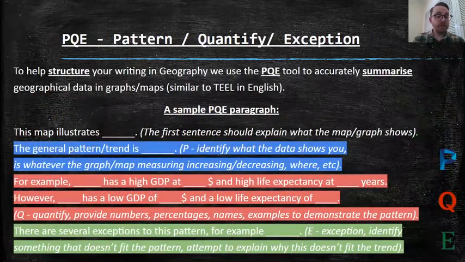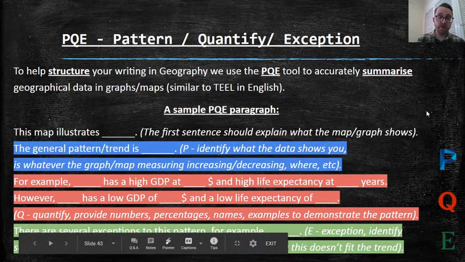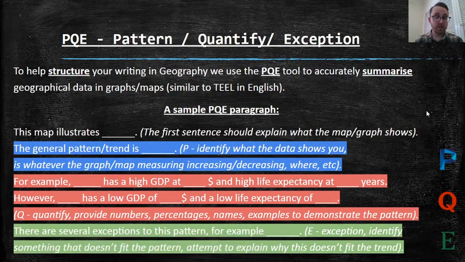To help structure your writing in geography, we use the PQE tool to accurately summarize geographical data in graphs and maps. It's very similar to TEAL in English, where you have a set structure of here's what your paragraph should look like. In geography, to make your lives easier, every time I say to you, all right, what does this mean for a map or graph or what have you, it's really only 4 sentences long. So 4 sentences, and it's going to be the same template every single time. Every time you're trying to summarize something in geography, you just have to remember those 3 letters, PQE.